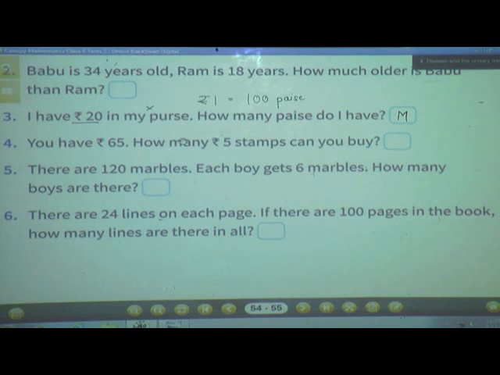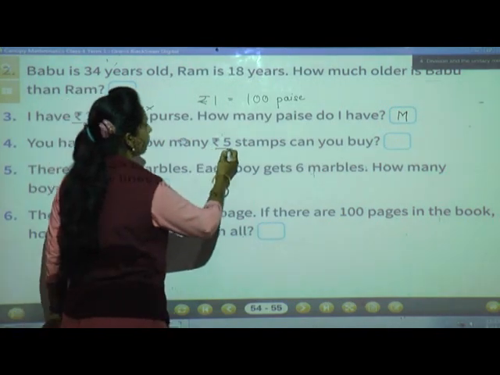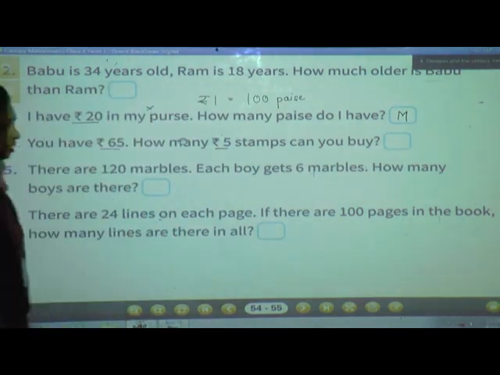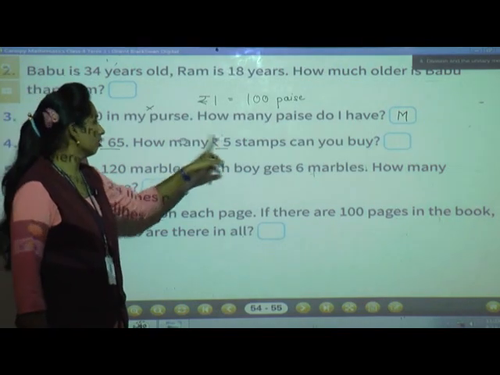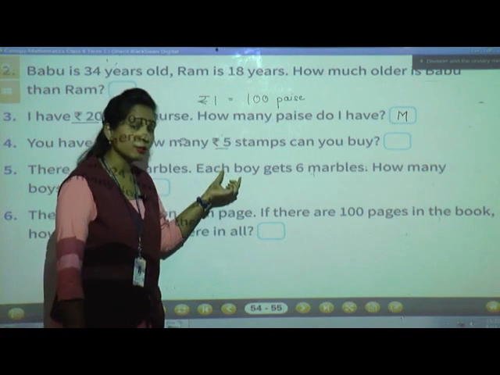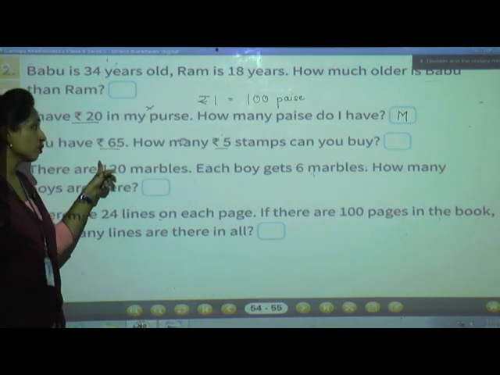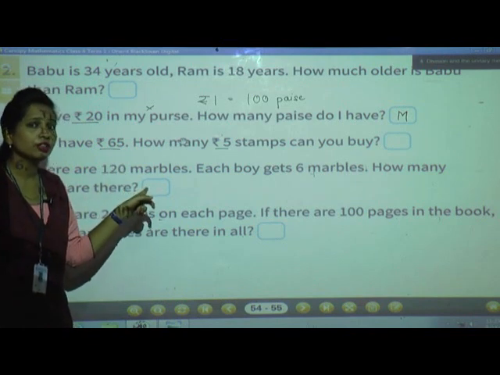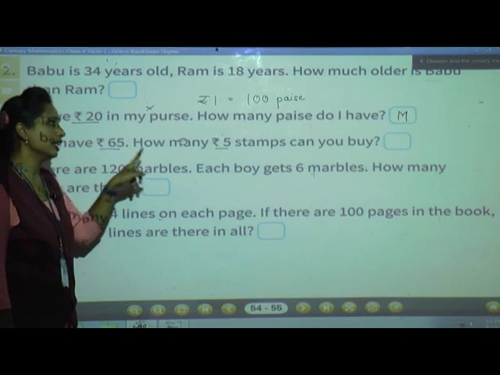Now fourth question. Now what is the fourth question? You have rupees 65. How many 5 rupee stamps can you buy? See, this much amount is there. If you want to buy 5 rupee stamps, how many can you buy with 65? So in that case, what you will do? We will divide, isn't it? We have to divide.